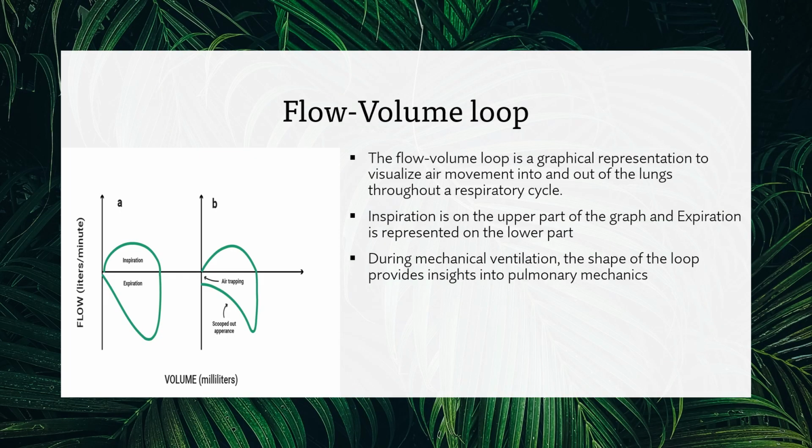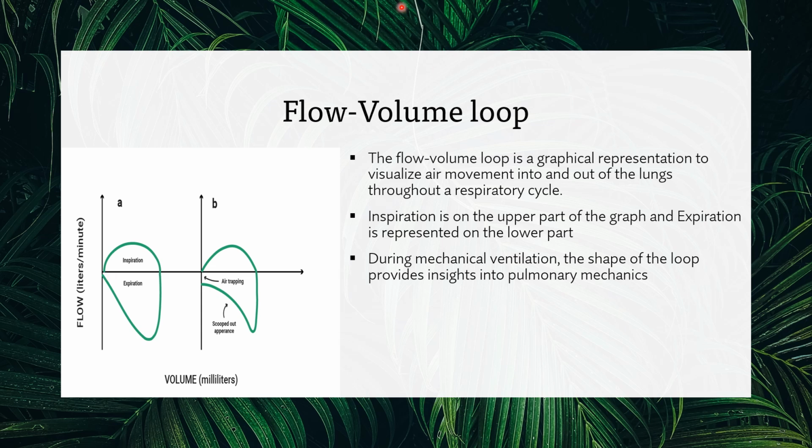This is the flow volume loop. The flow volume loop is a graphical representation used in both mechanical ventilation and pulmonary function testing to visualize air movement into and out of the lungs throughout a respiratory cycle. This tool is crucial for diagnosing obstructive or restrictive lung diseases. In a typical flow volume loop, inspiration is depicted on the upper part of the graph, showing air being drawn into the lungs. Expiration is represented on the lower part with a curve returning to the baseline to complete the loop, symbolizing a full breath cycle.